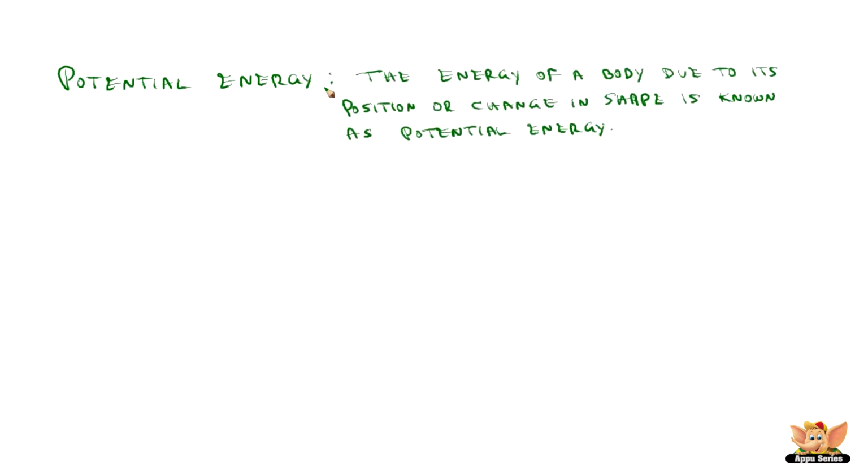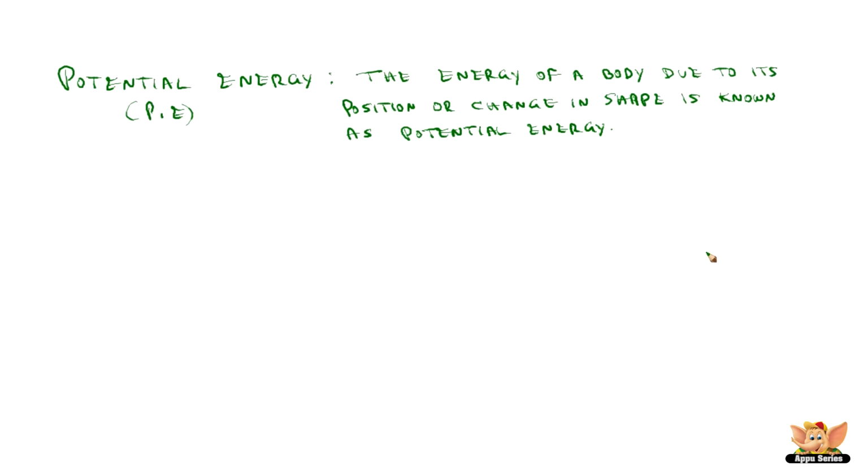So, we will define the definition for potential energy, which will take care of both the situations. The common definition for potential energy: the energy of a body due to its position or change in shape is known as potential energy. Due to its position is with respect to the ground. And this is generally referred to as potential energy P.E., just the way kinetic energy is written as K.E.